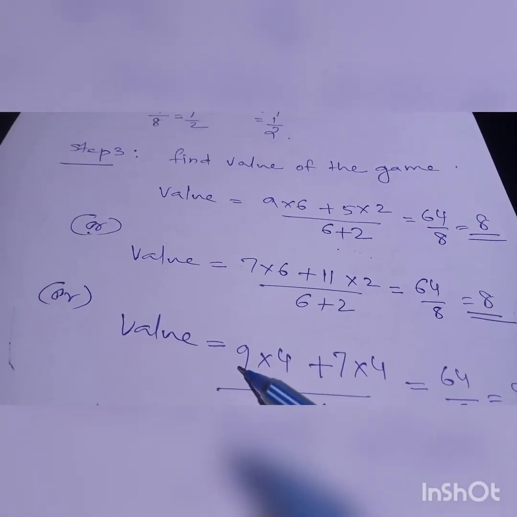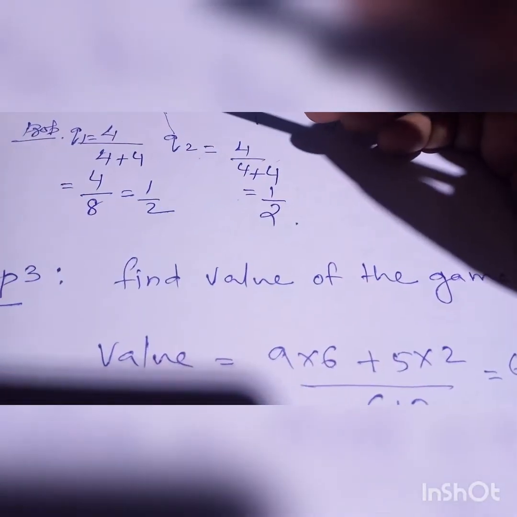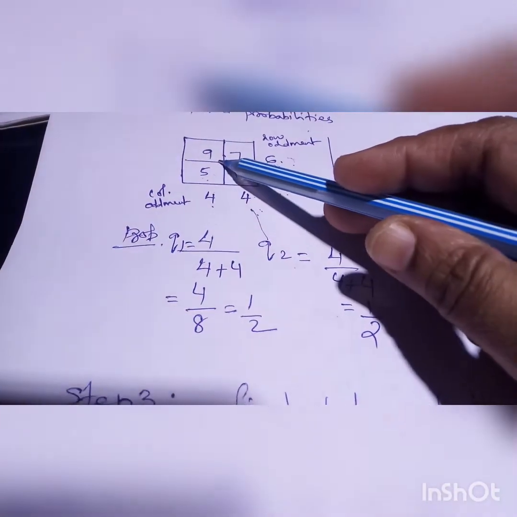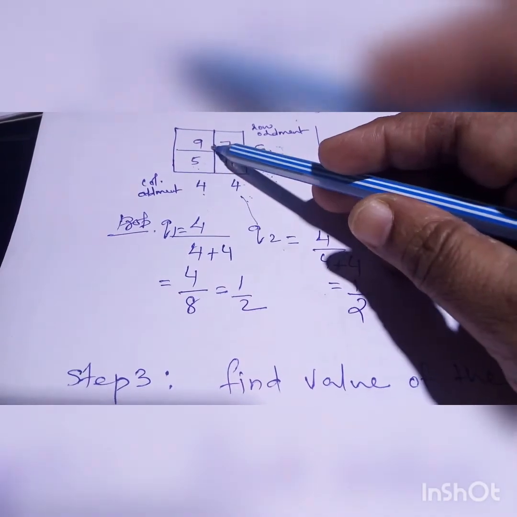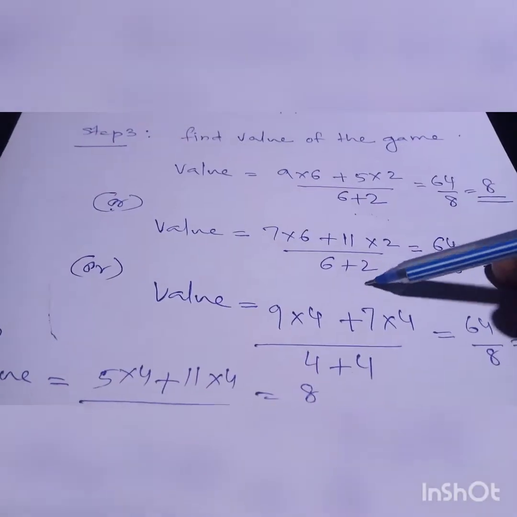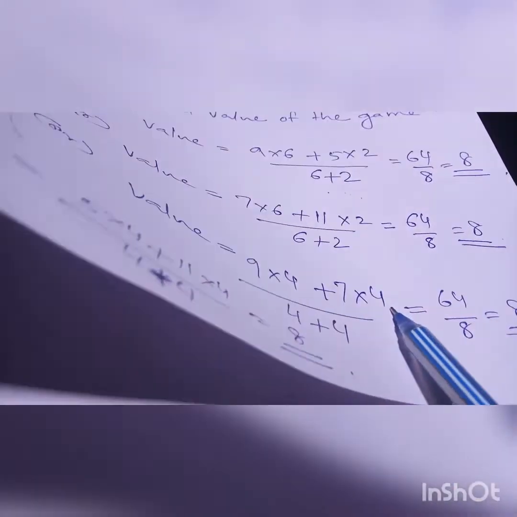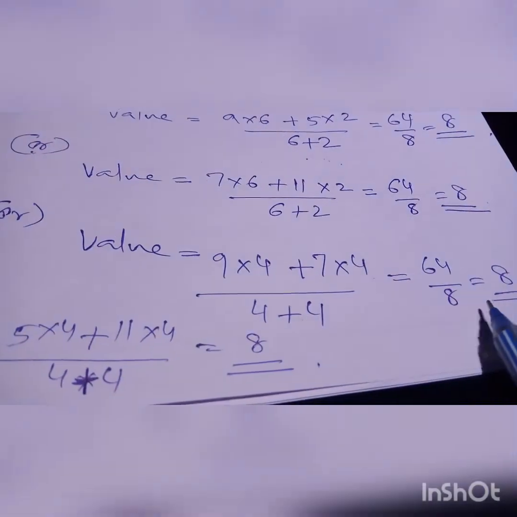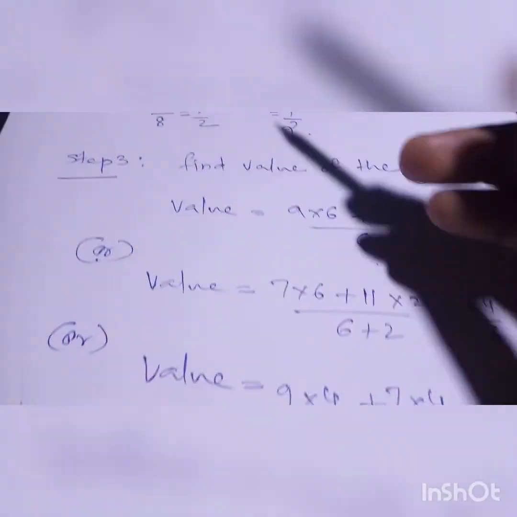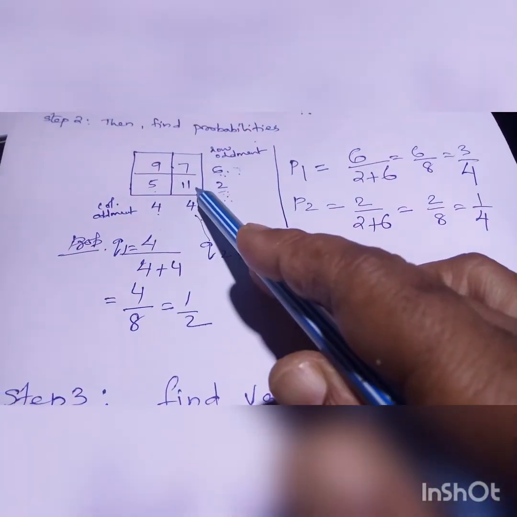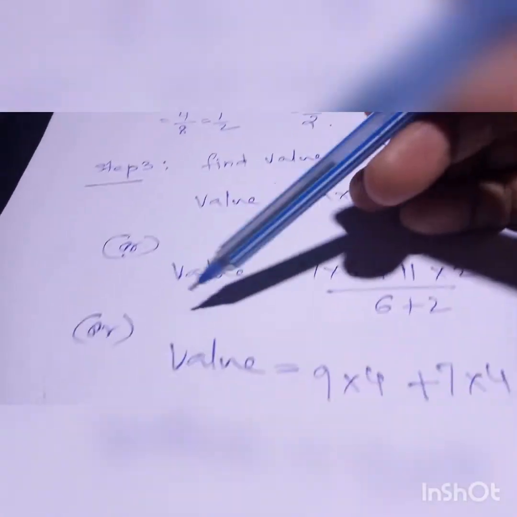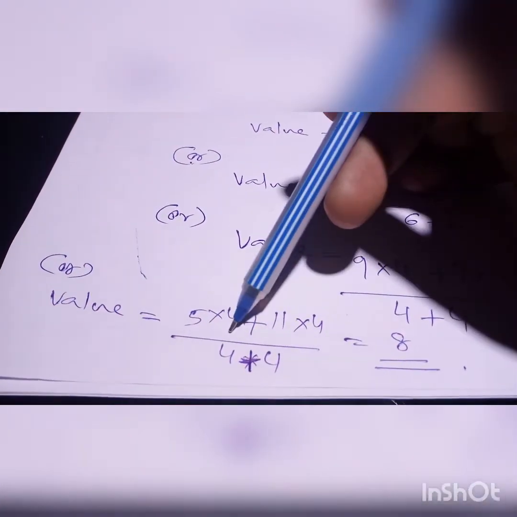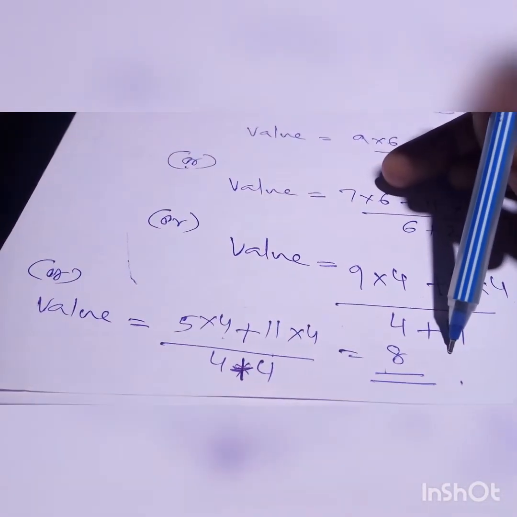And again one more chance is there. Let's see for the column. That is, find the value of the game: now next we are taking 9, 7, 4, 4. So 9 into 4 plus 7 into 4 divided by 4 plus 4, which is equal to 64 by 8, which is equal to 8. And one more chance is there. 5 and 11 we are taking, 4 and 4 we are taking. So 5 into 4 plus 11 into 4 divided by 4 plus 4, that is again equal to 8.